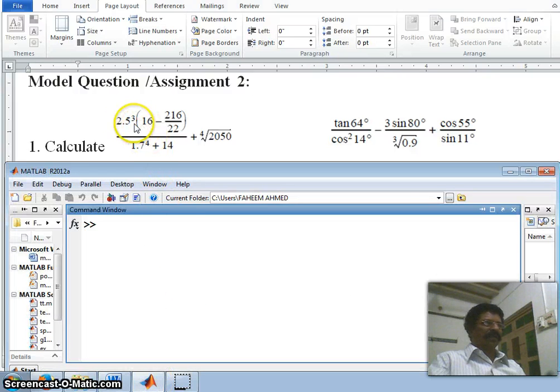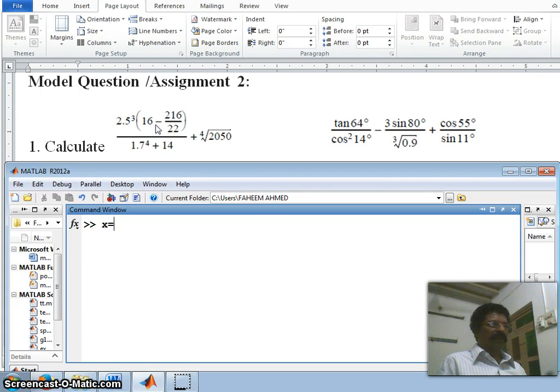This expression I have to calculate. I can write this entire expression in one go, or for simplicity I will take this term as x, this denominator as y, and this term as z, then I can do it as x by y plus z. Therefore, let us clear all the memory locations and clear the command window.